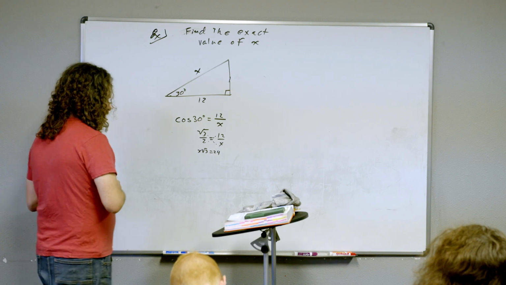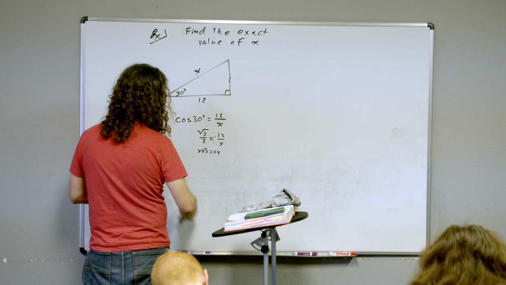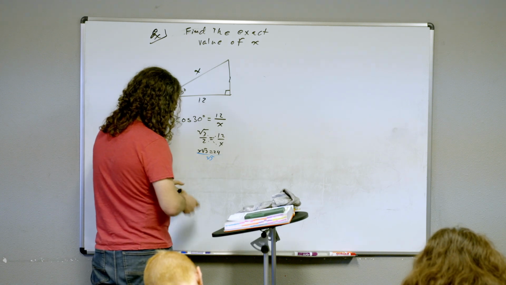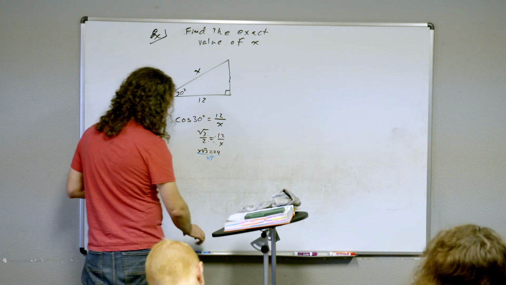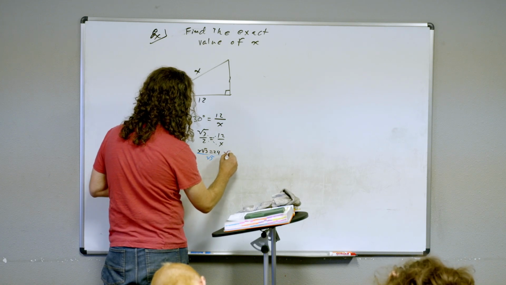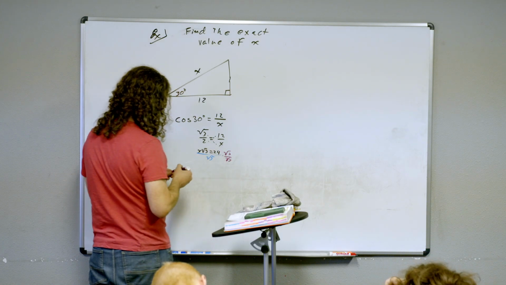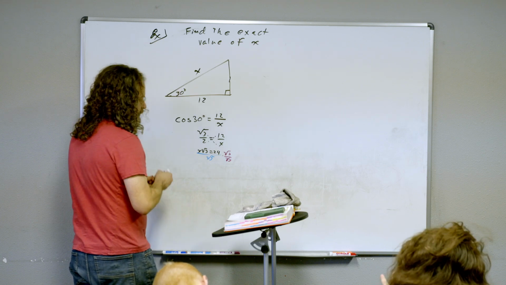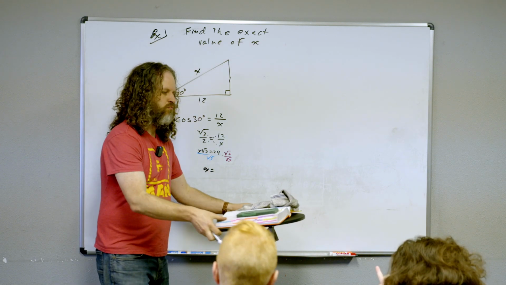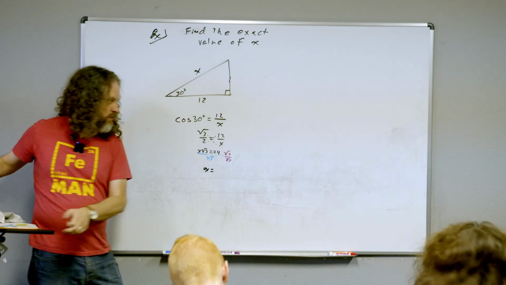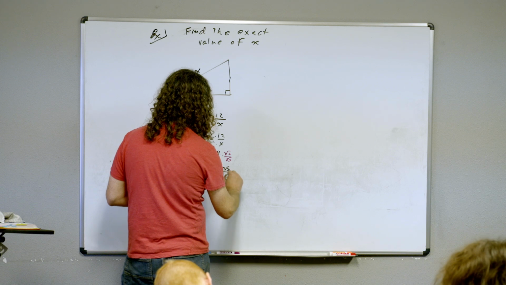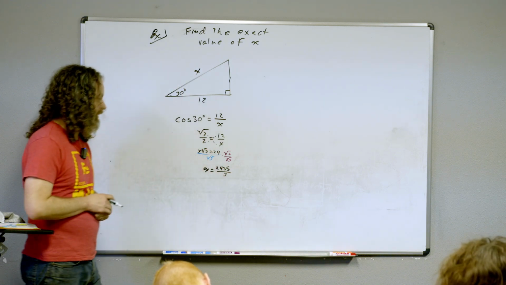Got it. And then we divide by the square root of 3 and get x equals... oh no, we have to rationalize it, times the square root of 3 over the square root of 3, right? So x equals 24 times the square root of 3 over 3. Can we reduce it? Yep, that's going to be 8 square root of 3.